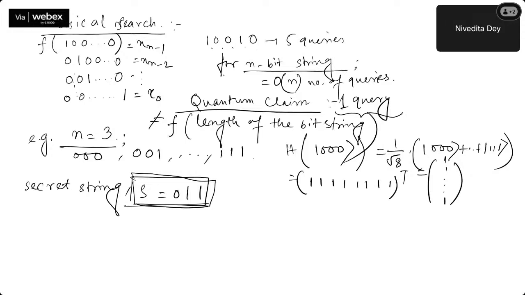What is the BV problem? The Bernstein-Vazirani problem is, I will be having a certain number of inputs. In this slide, it should be x n minus 1.